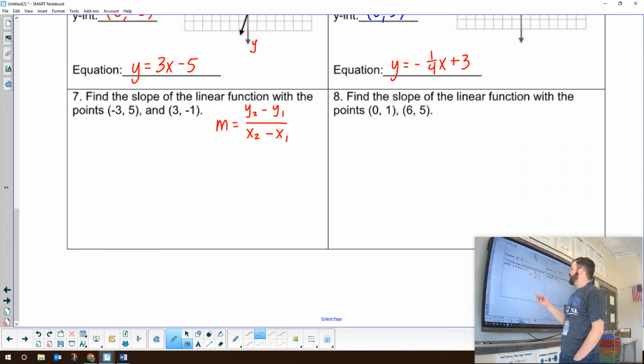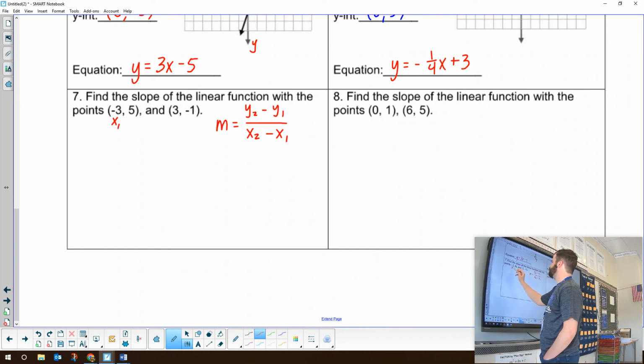Now, what I like to do is I like to come in here and label my guys. So I'm going to label it x1, y1, x2, y2. Okay? And then we can just build my fractions. We're just going to go m equals negative 1 minus 5 over 3 minus 3. Perfect. Negative 1 minus 5 is negative 6. 3 minus 3 is 0.